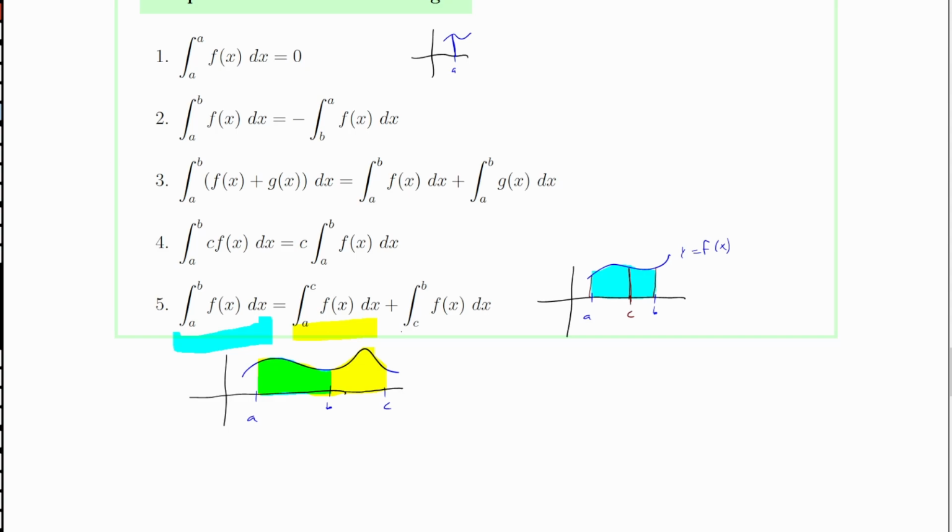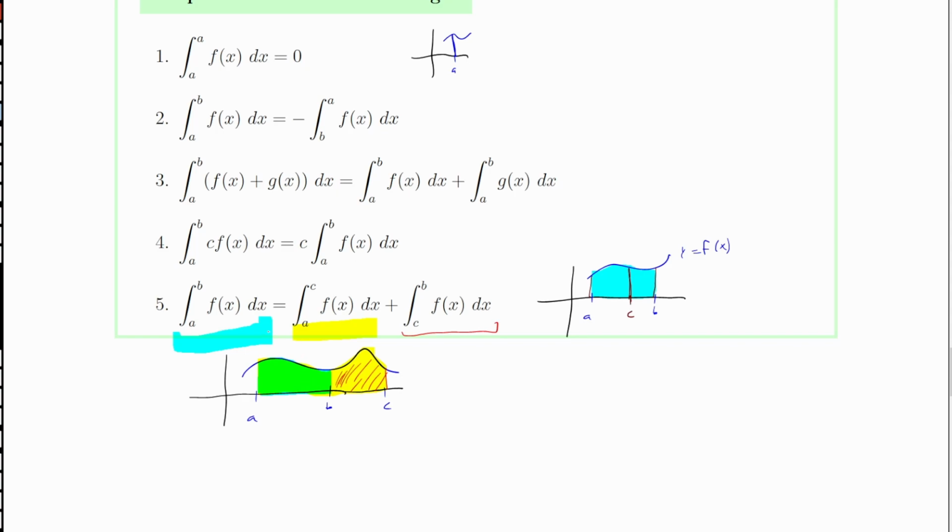Now what I want you to notice about the integral from c to b is that because c is to the right of b, I'm integrating backwards. So this part counts as negative. So when I take that integral from a to c, and then the integral from c to b, that c to b part counts as negative, and it'll wipe out all of that overlap. And so I will just get that integral a to b portion.